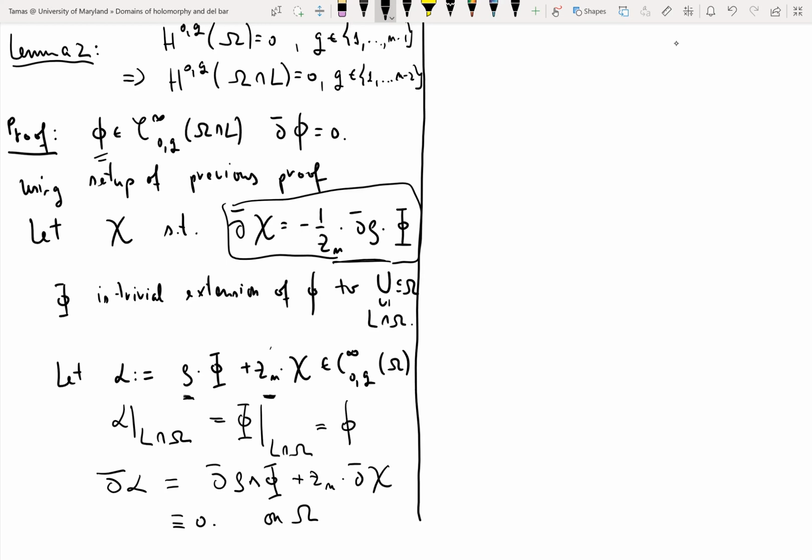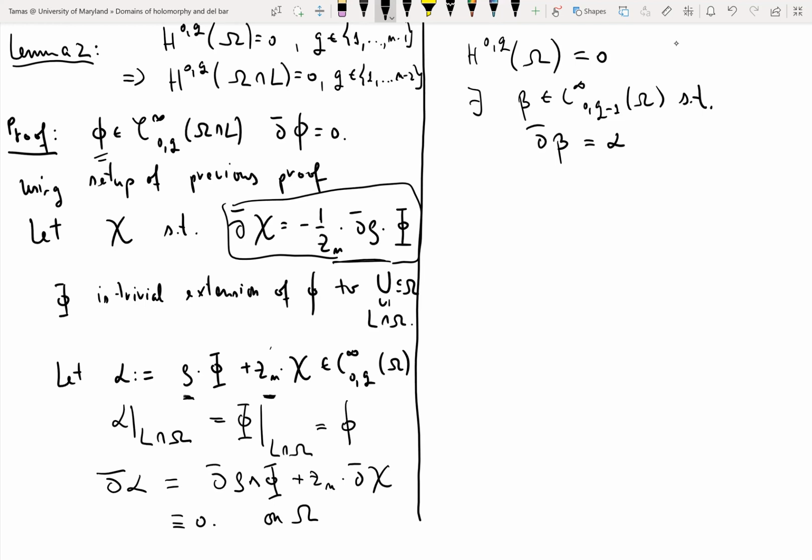So I can just simply use the fact now that all these Dolbeault cohomology groups are 0. So there exists a form beta, 0q minus 1, in omega, such that del bar of beta is equal to alpha. But again, what was alpha? Alpha was, okay.